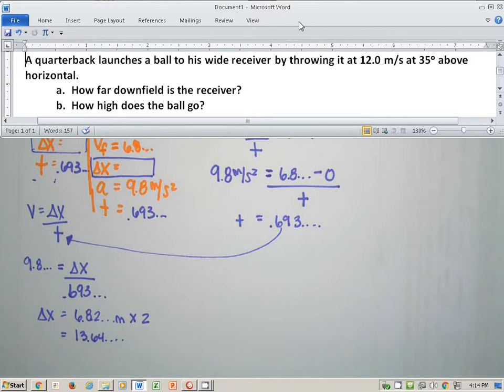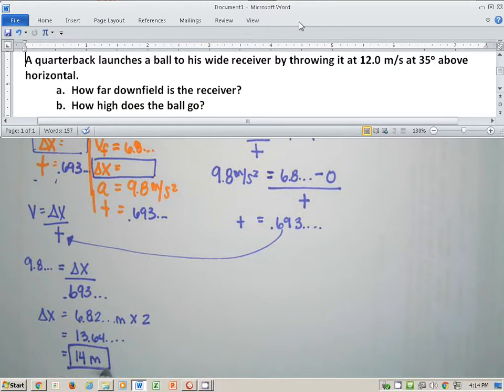We need some sig figs here. If we go back to our original numbers, the 35 degrees only has 2 sig figs, and that was a part of coming up with my speeds. So I'm going to round this to 14 meters. So there's the answer to A. The receiver is 14 meters downfield. Whew, that was a lot.